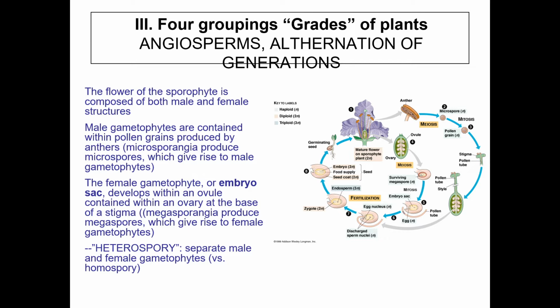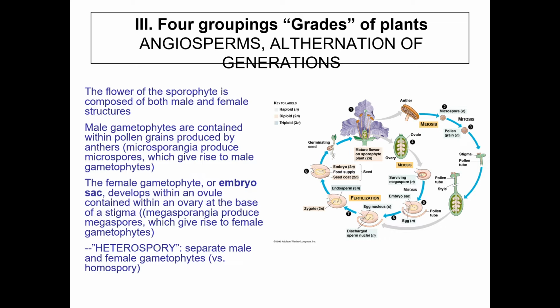We'll see that in the alternation of generations, in the flower structures that show what anthers are. The microsporangia give rise to microspores, which give rise to male gametophytes. And the female gametophyte, or the embryo sac, develops within an ovule contained within an ovary at the base of the stigma. The megasporangia produce megaspores, which give rise to the female gametophytes.